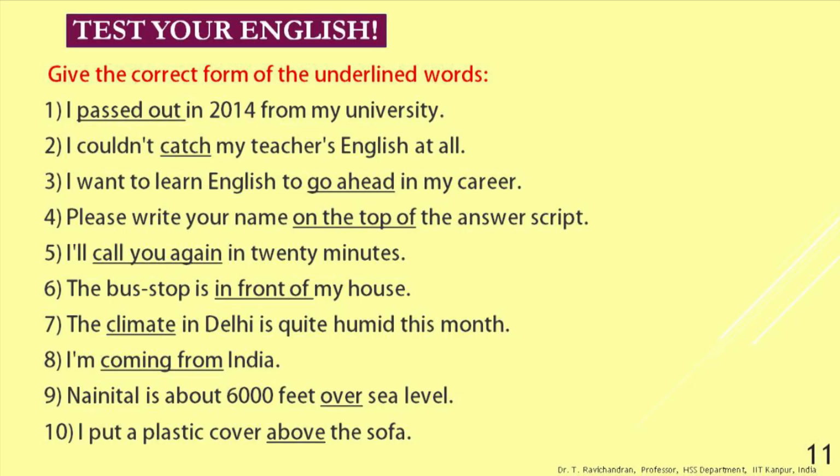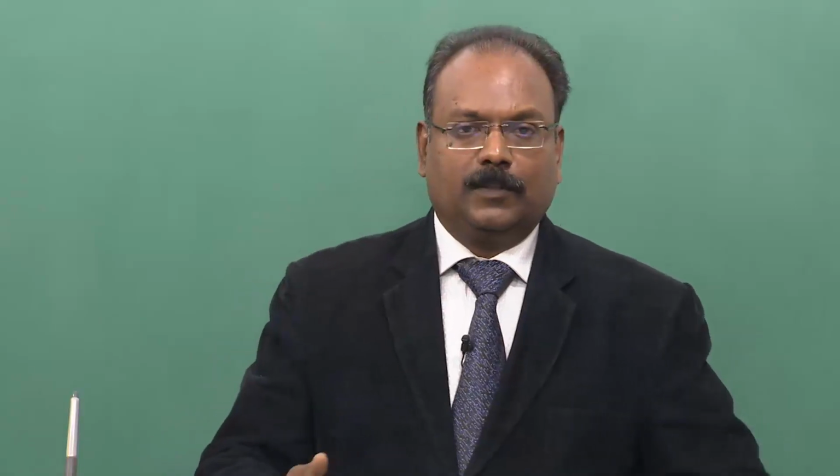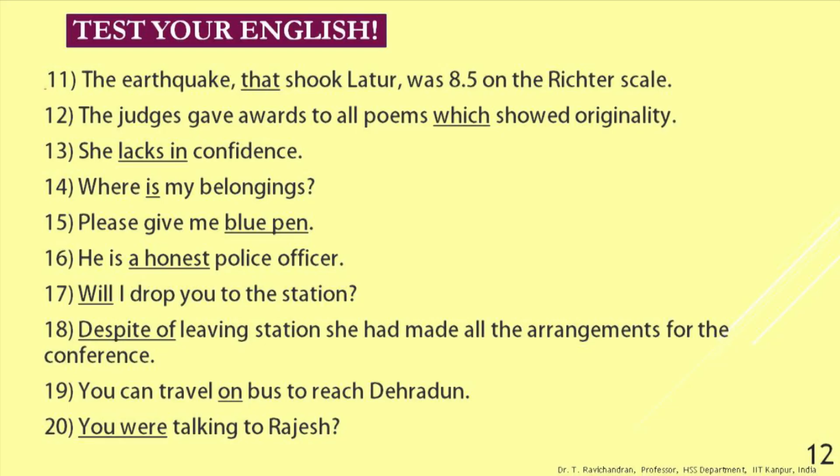10. I put a plastic cover above the sofa. Again the underlined word is above. Just find out what is the correct one. 11. The earthquake, comma, note the comma, that will give you some clue about what is the correct answer. That shook Latur, comma. So, these two commas are indicating parenthesis, as if this is additional information in the bracket. So, I am just giving a clue as to what is wrong with that was 8.5 on the Richter scale.